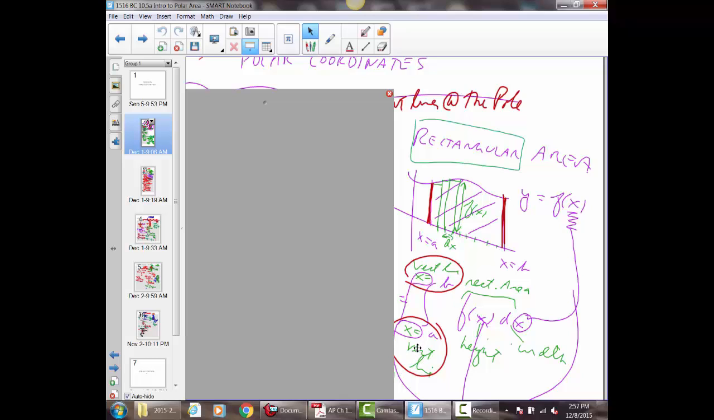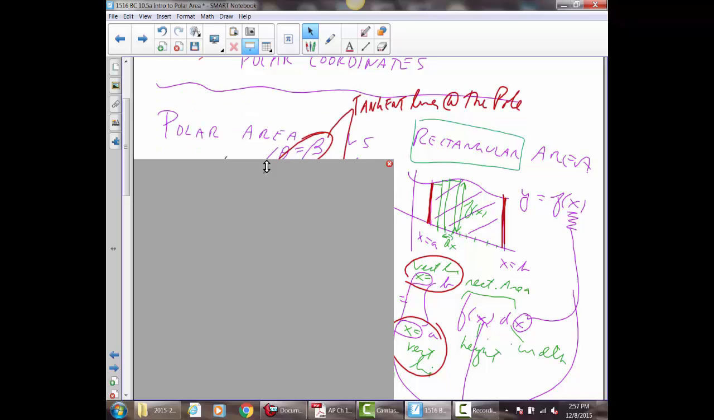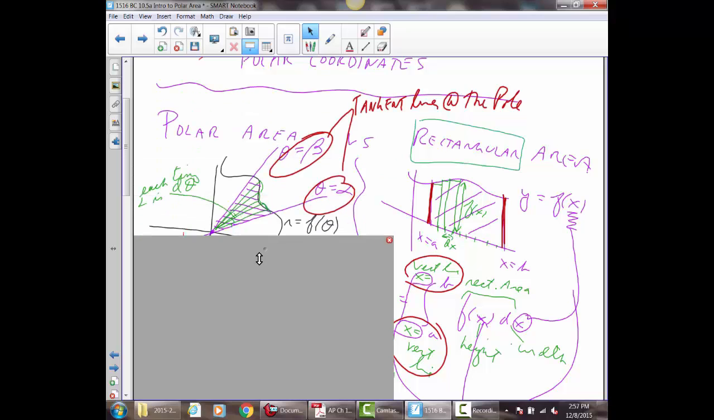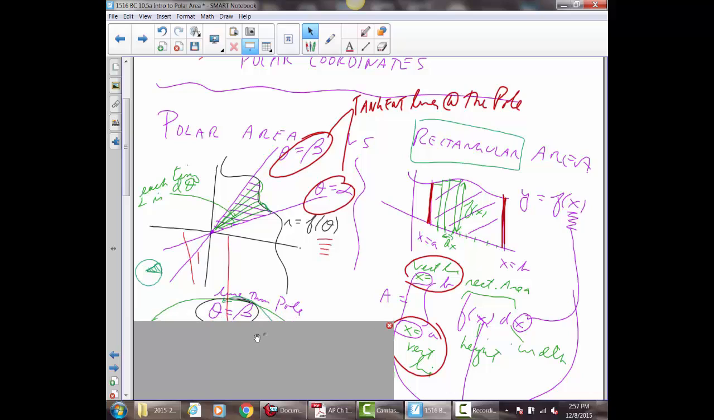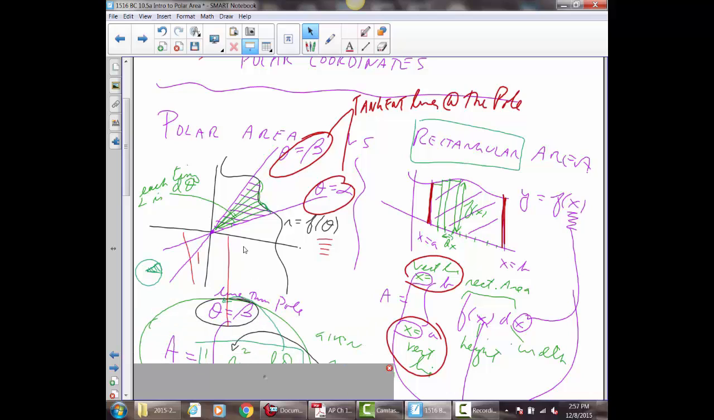So it was bordered on the left by x equals a, on the right by x equals b, on the top by your f of x, and on the bottom by the x-axis. Well, now we're going to be dealing with polar area. So we're not going to break it up into rectangles. What we're going to do is break it up into sectors, little teeny tiny slivers, slices of pie.